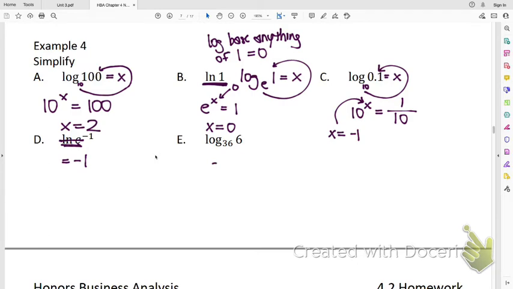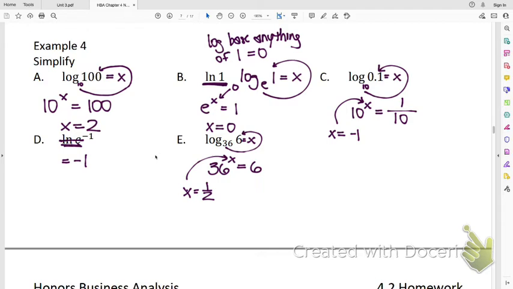And last but not least, e. If I don't know what it's equal to, I make it equal to x, and I rewrite this in exponential form. This would turn into 36 to what power equals 6. Now, we often don't think about these as powers. What's one way I can take a 36 and make it into a 6? Square roots. Yeah, the square root of 36 is equal to 6. Well, does anyone remember what a square root looks like as an exponent? 1/2. Yep. A 1/2 power is the same as a square root.